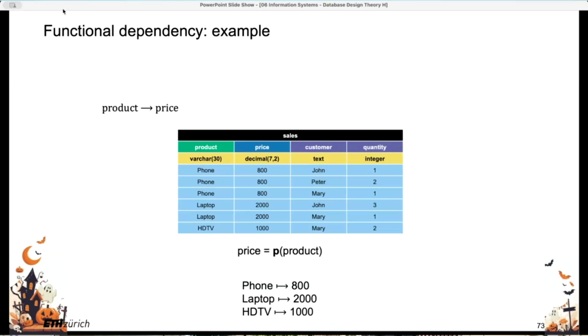We could do the same for the customer and the city. I removed the city here, but if we had the city, I could do the same. Okay. Who is with me?